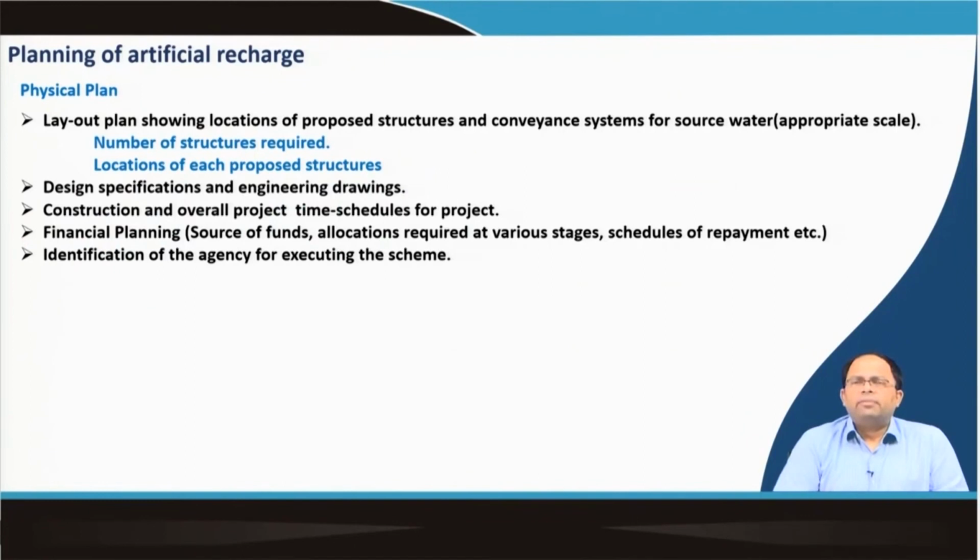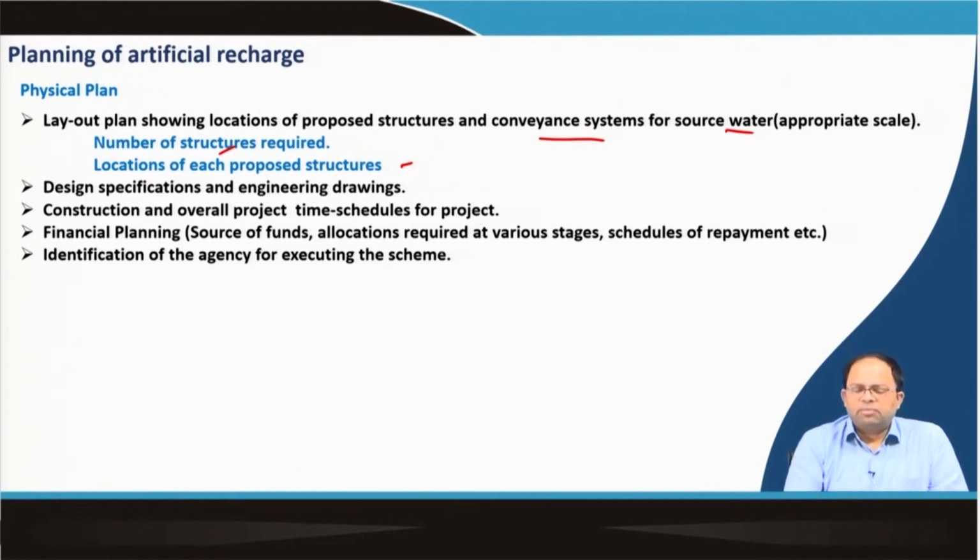So finally, if a project is viable, we need to prepare the physical plan. The physical plan includes the layout plan showing locations of the proposed structures, conveyance systems, and the source water, and we would use an appropriate scale for that. So how many structures are required? Usually we use multiple structures, and the location of these structures is important to put on the map. Then design specifications and engineering drawings, and construction and overall project time schedules. So this is the construction management related part.